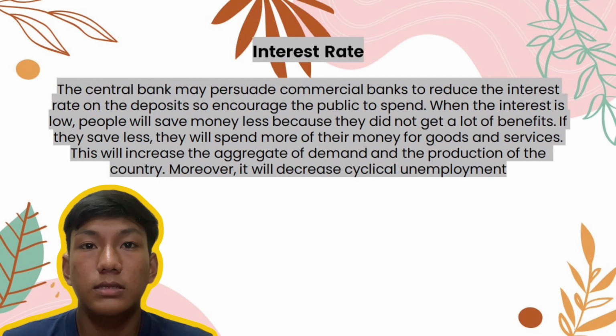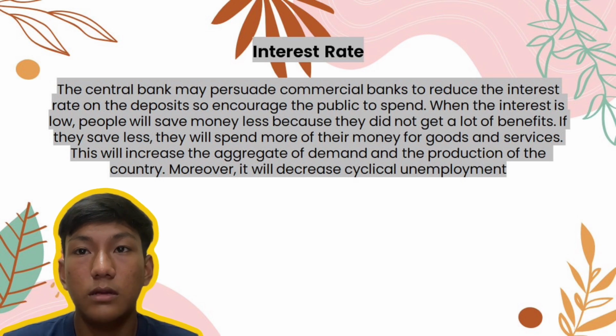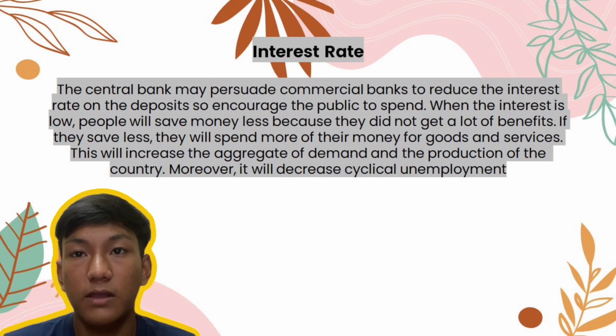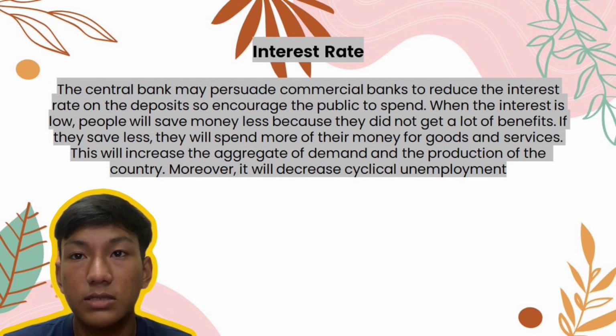Lastly, interest rate. The central bank may persuade commercial banks to reduce the interest rate on the deposit, so encourage the public to spend. When the interest is low, people will save money less because they did not get a lot of benefit. If they save less, they will spend more of their money for goods and services. This will increase the aggregate demand and the production of the country. Moreover, it will decrease cyclical unemployment.